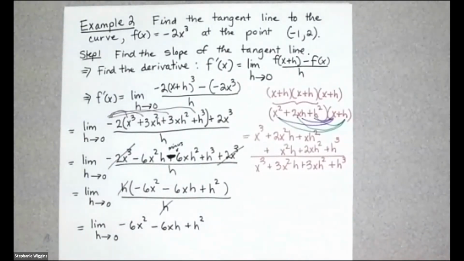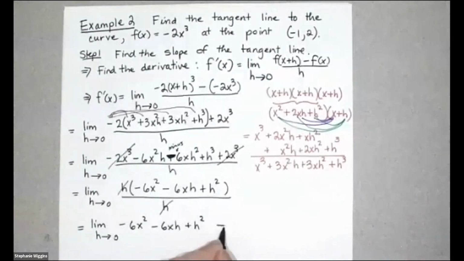Now to find the limit, I use substitution. This is a polynomial, it's continuous, so I know that the limit is going to equal the function value. So I just plug in the 0. There's my h, 0, 0. This is all going to be 0 after I plug in h equal to 0. So all that I'm left with then after I take the limit is negative 6x squared, okay?